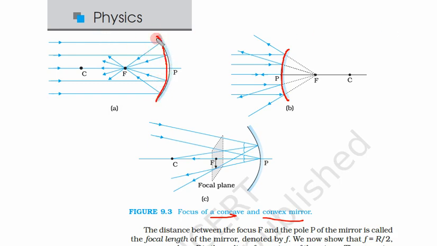convex mirror. As we have learned, at every point the normal would be different. And how can we find this normal? We will put a tangent at that point. Suppose this is the tangent. If this incident ray is making some angle theta, it will be reflected at the same angle theta.